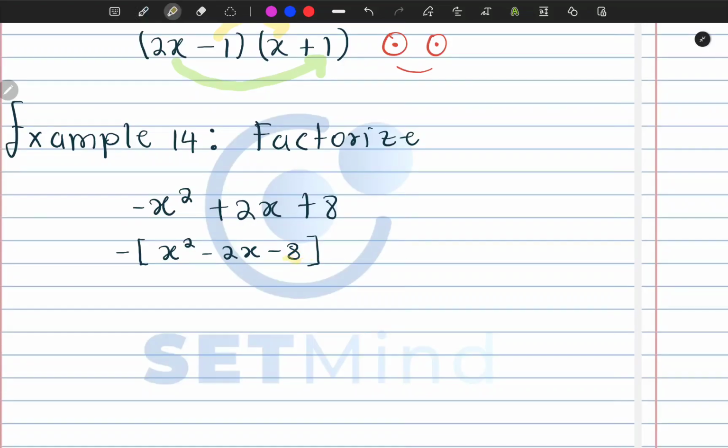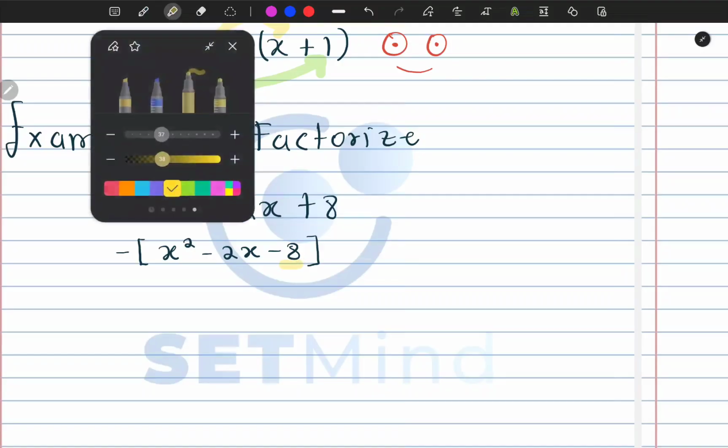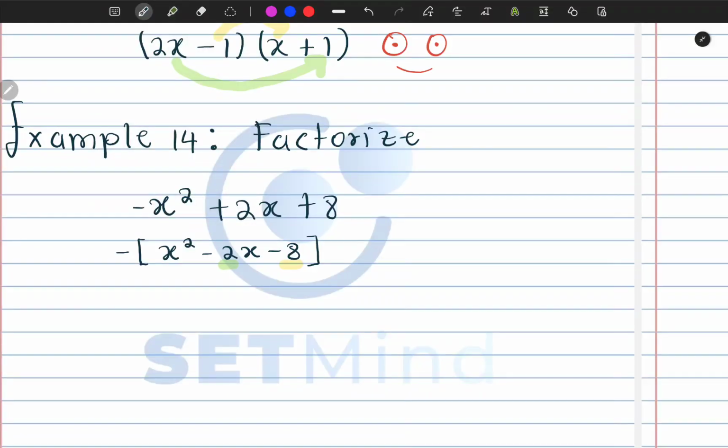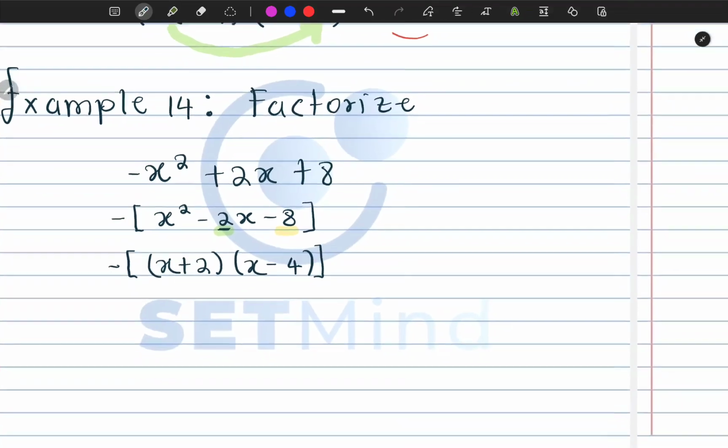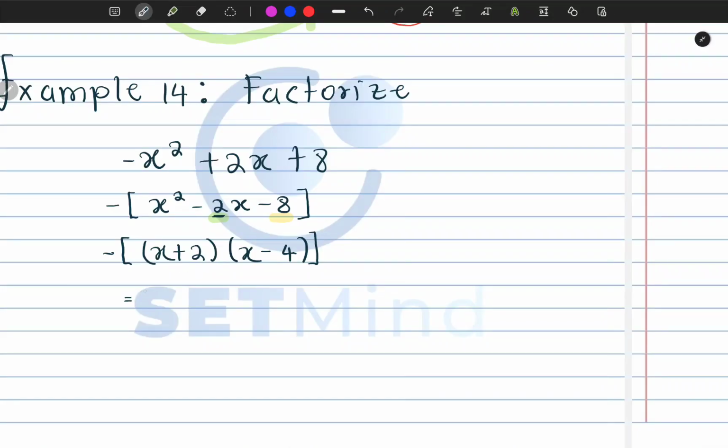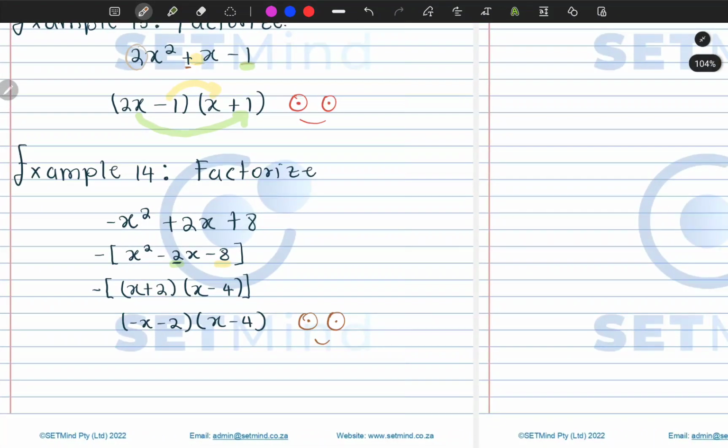Then we need to ask ourselves, which two numbers, when I multiply, I will get negative 8, and when I add them, I will get negative 2. So if you think carefully, those numbers sound like a 4 and a 2. They multiply to 8, but we need a negative 2 when we add them. So this means the 4 must be negative, the 2 must be positive, like that. Okay, so that is the negative. The negative, we can take it and multiply one of the brackets and have maybe negative x minus 2, like that, and then have x minus 4. This still works out as a solution. So that solves the problem which we were presented with as example number 14.